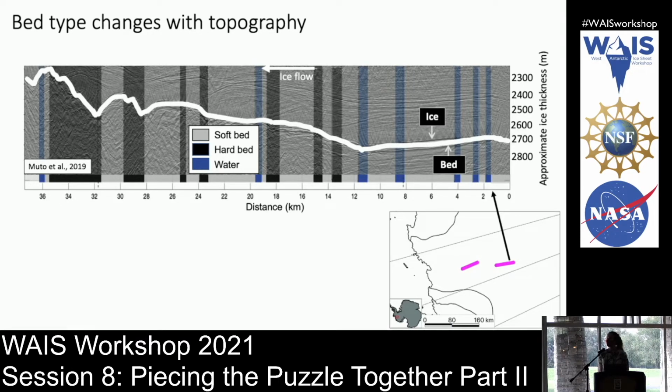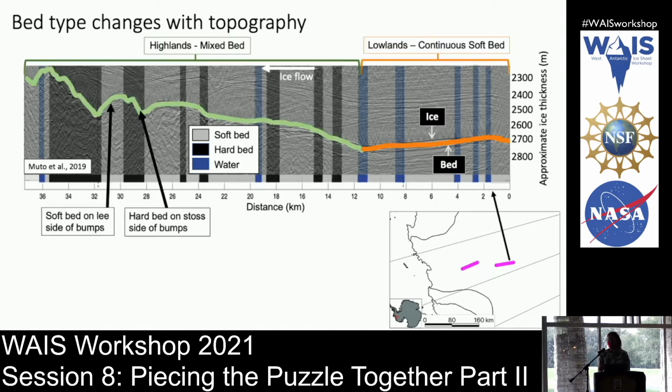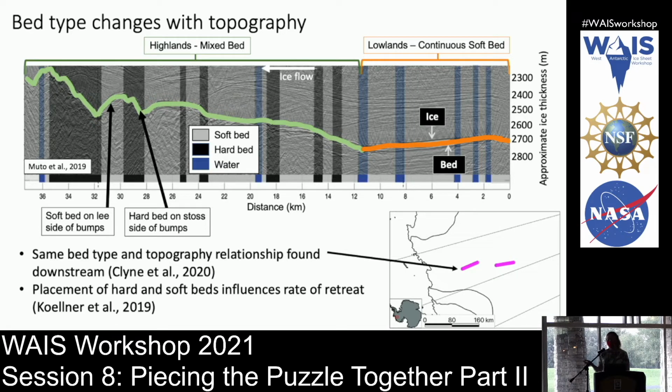basement rock is exposed. And what we can see is in this depression on the right here, we have fairly continuous soft bed, whereas as we move to the more undulating area to the left, we have hard bed on the stoss side of bumps and soft bed on the lee side of bumps. And this pattern of bed type and topography was also found at a second location further downstream.